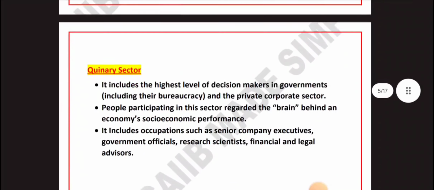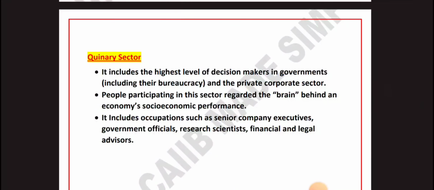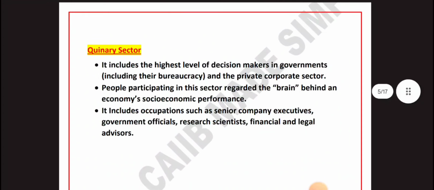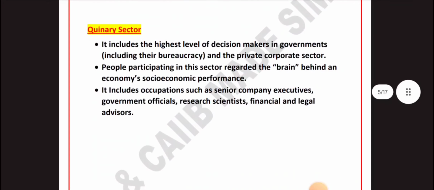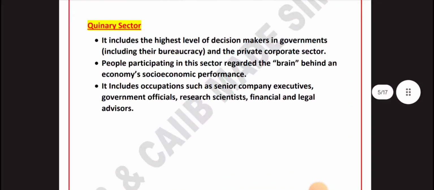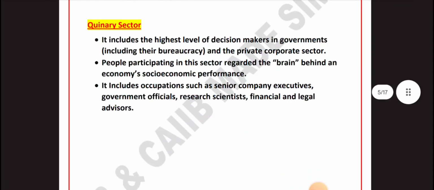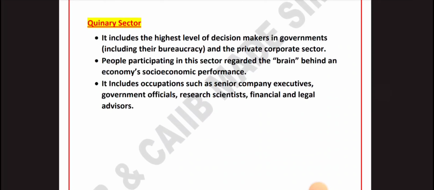The next sector that we have is the quinary sector. The quinary sector represents the highest level of decision making, in both the government and the private corporate sector. It includes individuals who are considered the brain behind the socio-economic performance of an economy. Occupations in this sector typically involve senior company executives, government officials, research scientists, financial advisors, and legal advisors.